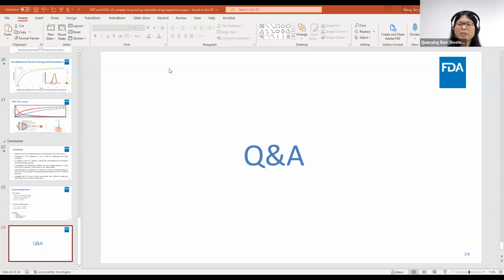So the first question is about the IVRT method development for the LAI suspensions. What is the role and expectation of the FDA dissolution database? Sure, thank you for that question. The FDA database generally serves as a good starting point if you think the method is useful, but by no means is it a mandatory binding recommendation. So we always encourage companies to come up with their own method as long as they provide enough justification and validation.